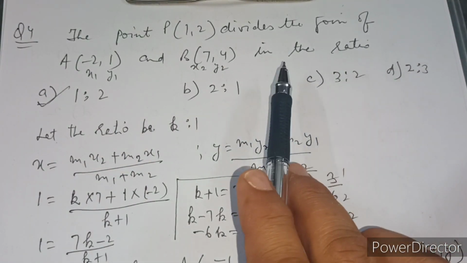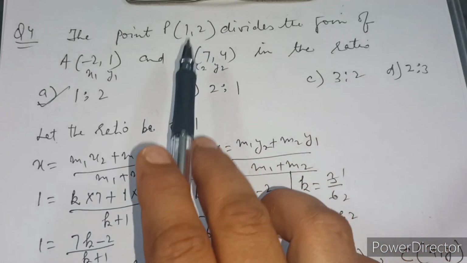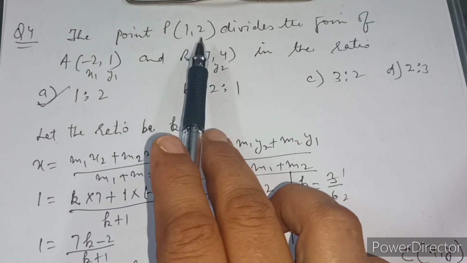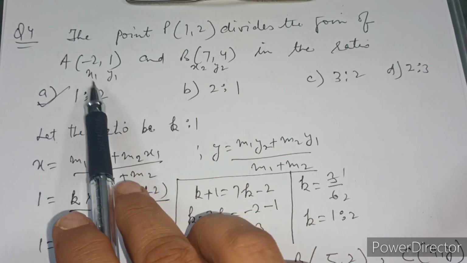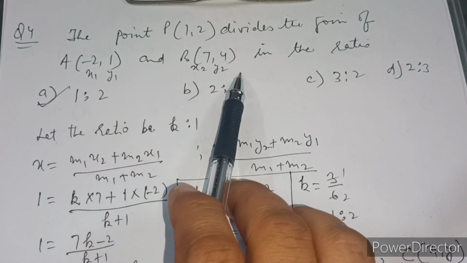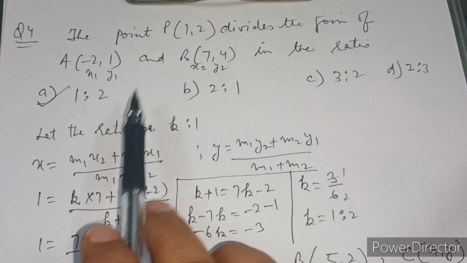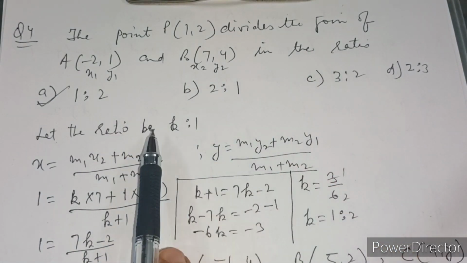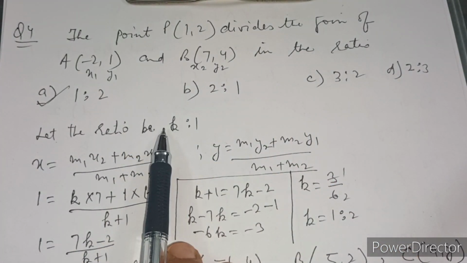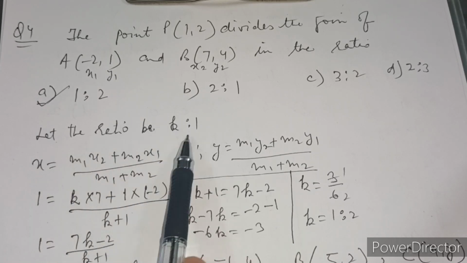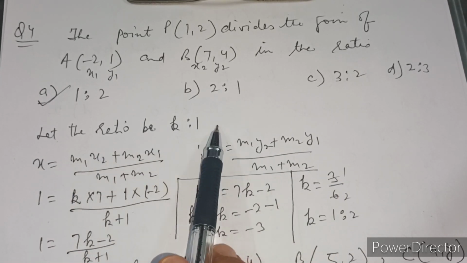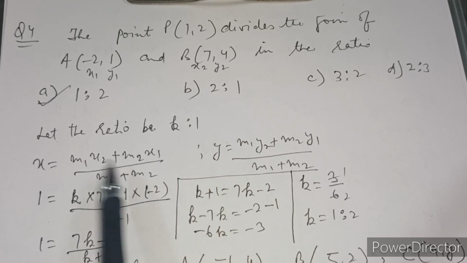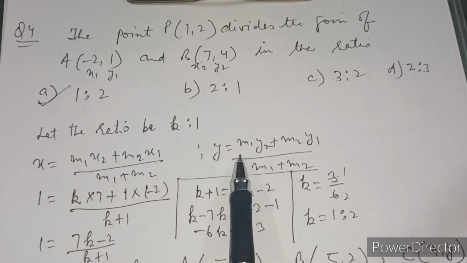or 2:3. So the ratio is asked from us when the coordinates of the point which divides are given and the end points of the line are also given. We will take this as x1 y1, this as x2 y2. Okay, and when only the ratio is required, just to make the calculation simpler we write: let the ratio be k:1. Okay, so I have already solved it for you. Let the ratio be k:1 and using the section formula we write the coordinates of x and y.